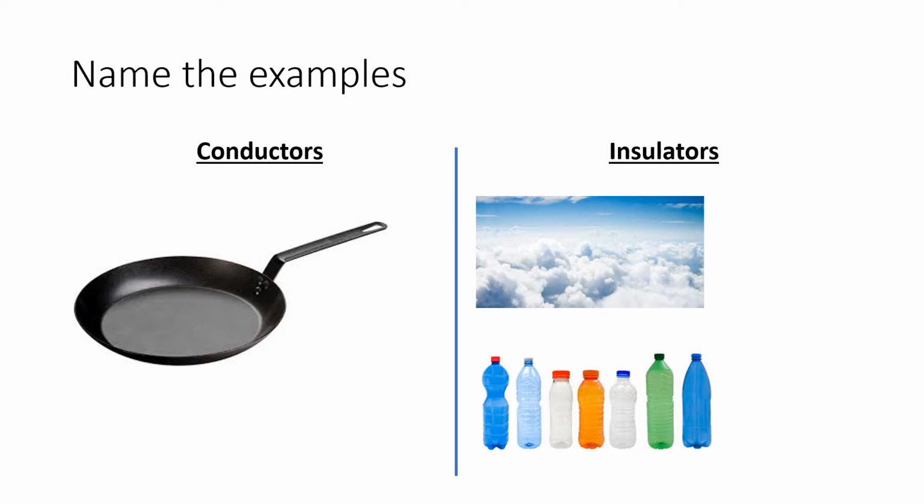Well, in terms of conductors, we have a frying pan, and that frying pan is made of metal, and metal is a very good conductor of heat. In terms of the insulators, we have air and we have plastic, and both air and plastic are very good insulating materials.